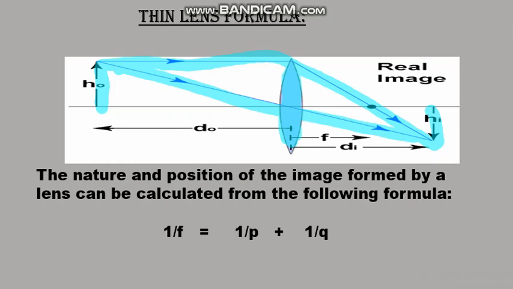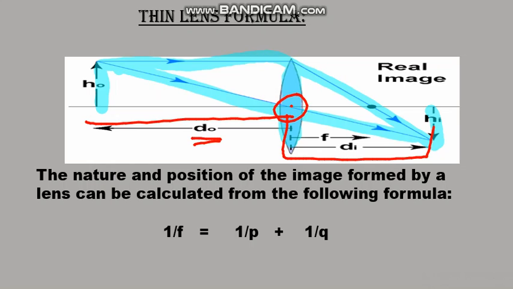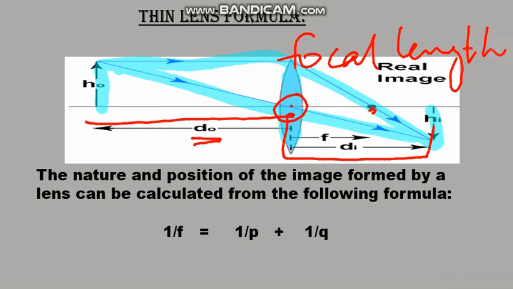From the center of the lens to the object is known as DO, which is distance of object, and from the center of the lens to the image is known as DI, which is distance of image, and from the center to the point of principal focus is known as focal length. The nature and position of the image formed by a lens can be calculated from the following formula: 1 upon f equal to 1 upon p plus 1 upon q.